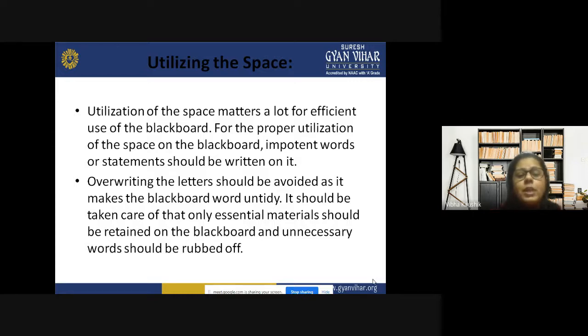It should be taken care of that only essential material should be retained on the blackboard. Unnecessary words that you have written on the board should be rubbed out. Only main and important points should be there on the blackboard.